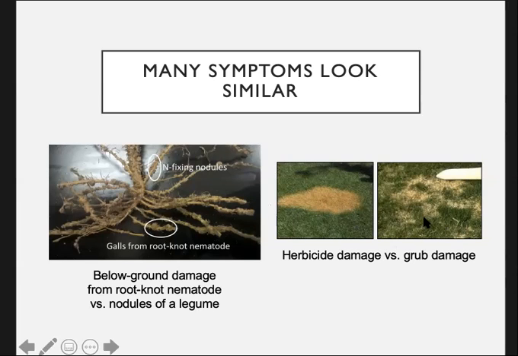Another example here, this is from an IPM website from the University of California. This is just looking at symptoms of grub damage on the right and herbicide damage on the left. Both of these things kind of create these splotchy yellow patches of foliage, and they can be easily confused.